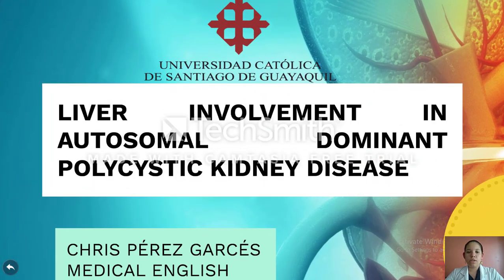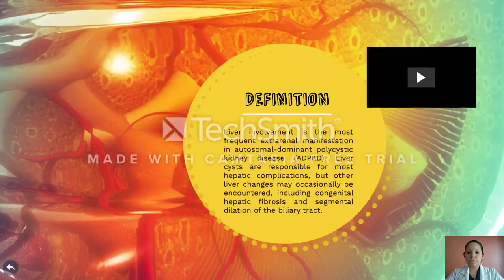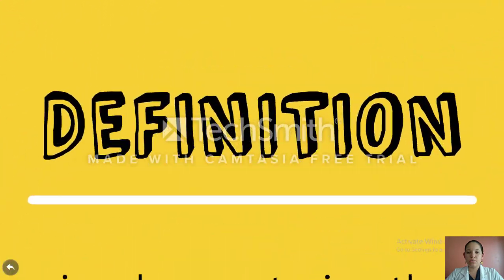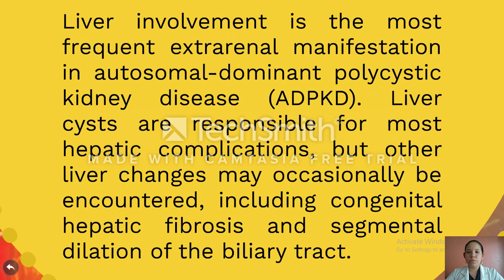Liver involvement in autosomal dominant polycystic kidney disease. Definition. Liver involvement is the most frequent extrarenal manifestation in autosomal dominant polycystic kidney disease. Liver cysts are responsible for most hepatic complications, but other liver changes may occasionally be encountered, including congenital hepatic fibrosis and segmental dilatation of the biliary tract.